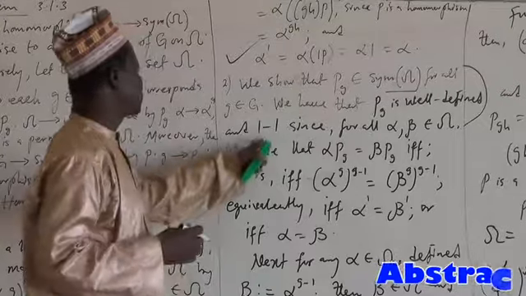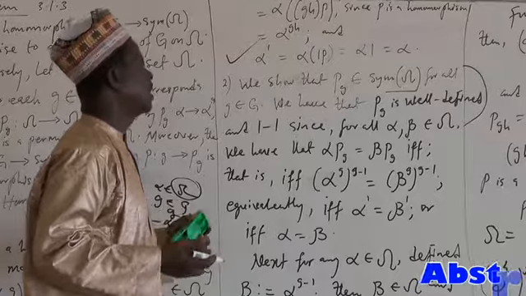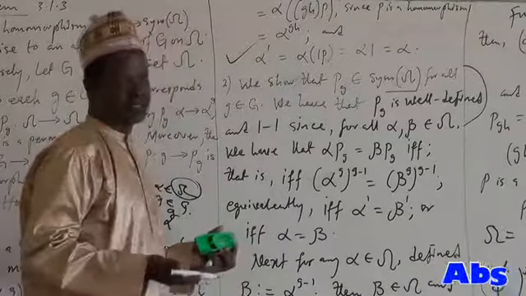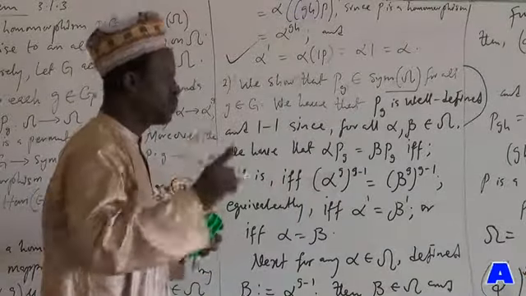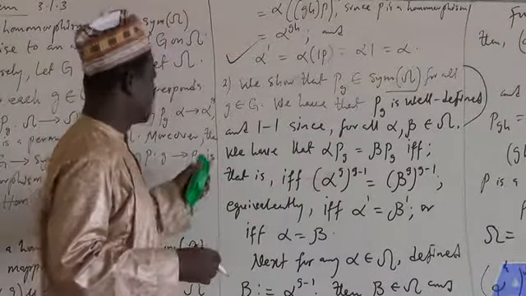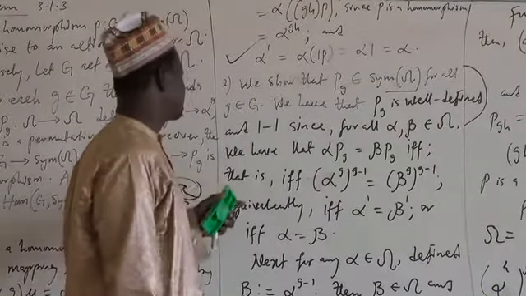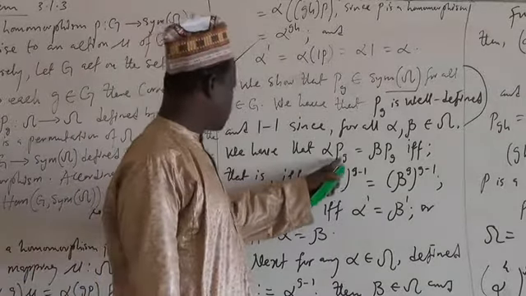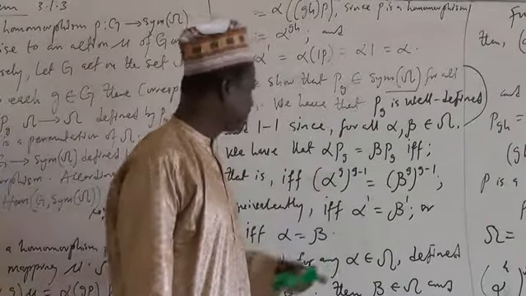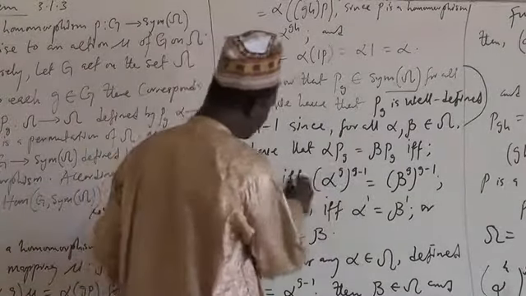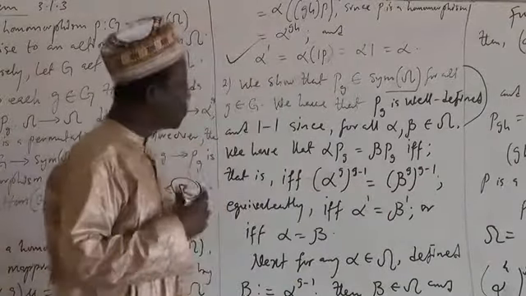That means it's actually not empty. Why is it not empty? Because at least omega is not empty, so there is some element. So there is something you map, and it's 1 to 1, meaning that there is no way you can map 1 onto 2 different images. Now, for example, if you allow alpha rho g to be the same as beta rho g, this will only be possible if and only if alpha g is equal to beta g. And how do you show it?